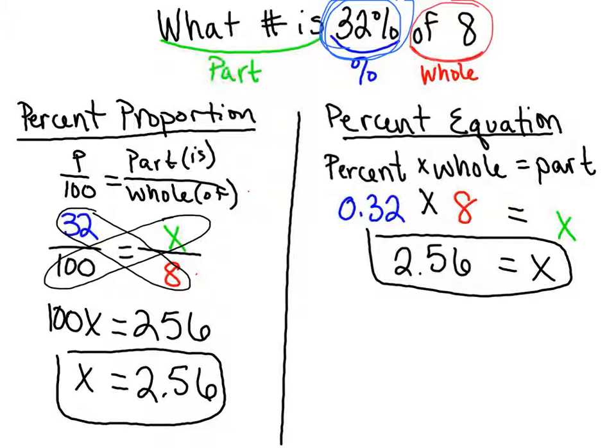We've already identified what my part and my whole are. Now my percent is 32%, but I'm going to write it as a decimal, so 32/100. My whole is 8, so I'm looking for what is 32% of 8. Take those 2 numbers, multiply them together, and you get 2 56/100.